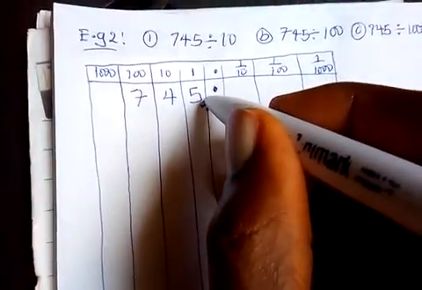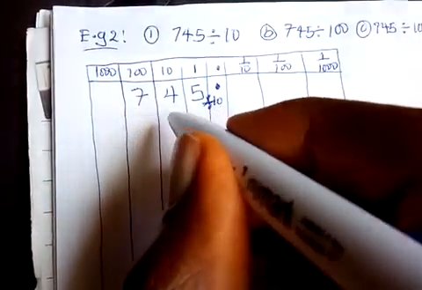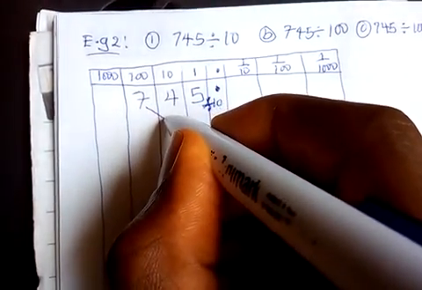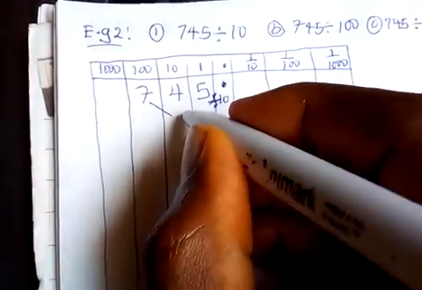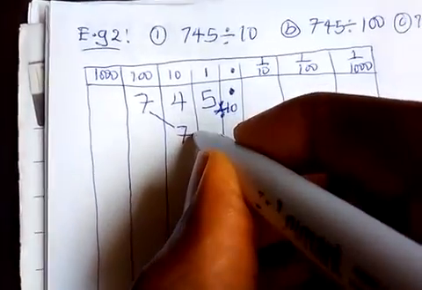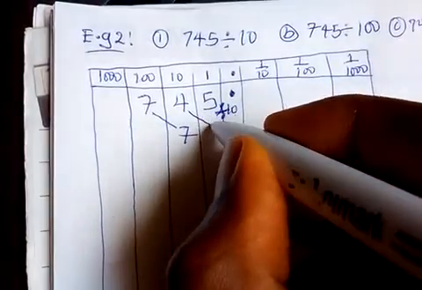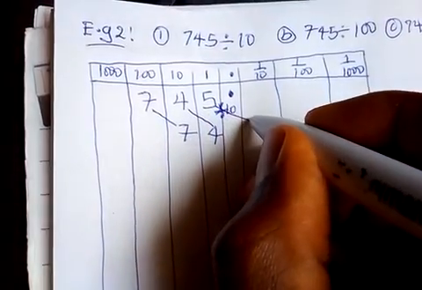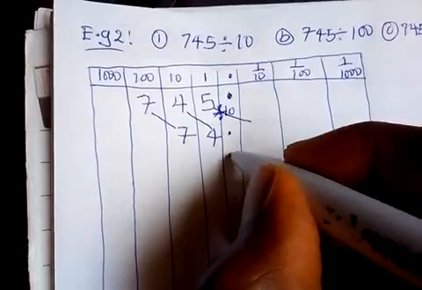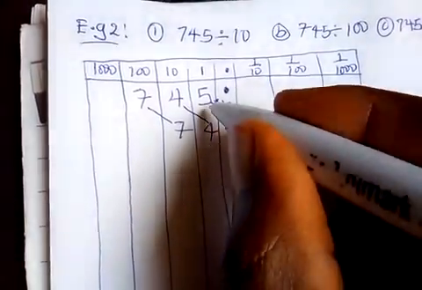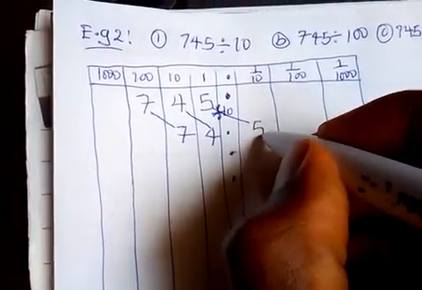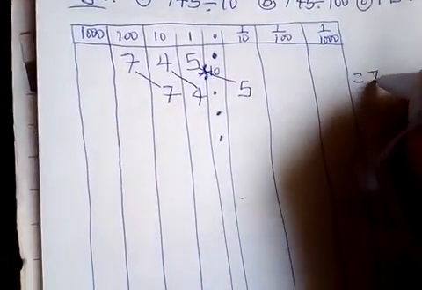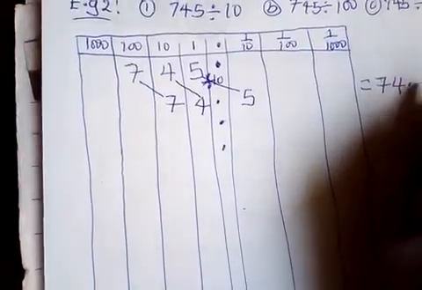So let's start with 7. 7 comes here. 4 comes here. Remember, this is a full stop or a period. Then 5 comes here. So we have our answer to be 74.5.